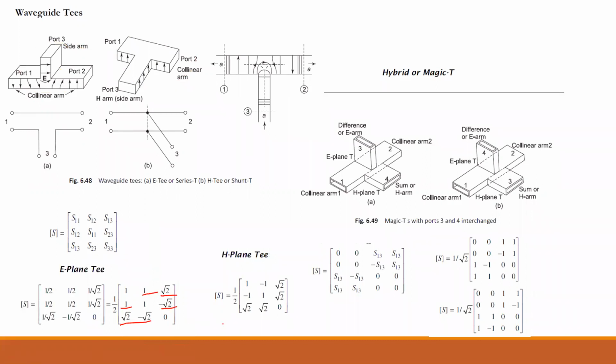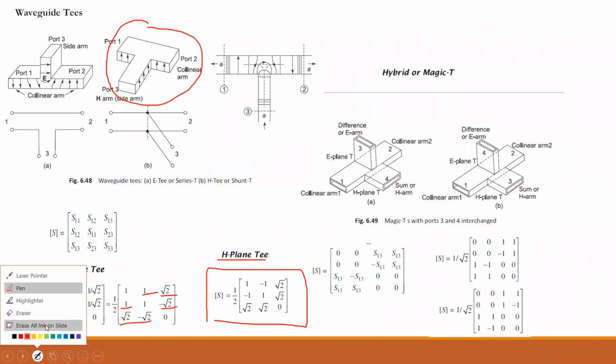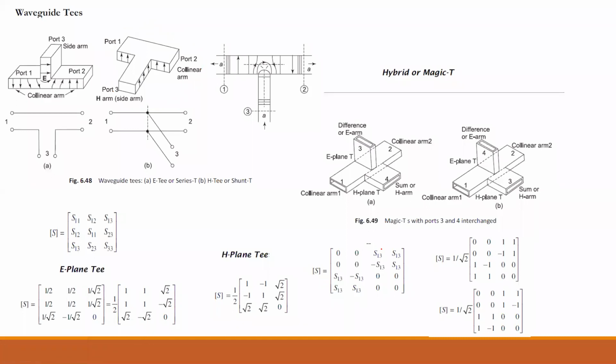Okay. So then next for H plane T, this is the S matrix what we can obtain by analyzing this entire waveguide T for H plane. So next what we have is another device which is called as hybrid or magic T. In this case, it will be containing both together.